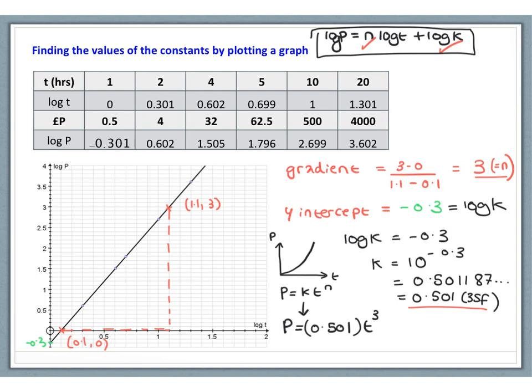Now we can check how accurate our work has been. For example, if we pick this value of t and this value of p and we substitute them into this relationship here, p would then equal 0.5011..., and I'm going to use the full accuracy for here, having stored this in a memory, multiplied by t, which is 20 to the power of 3, and we find in our calculator, if we substitute this in, we get 4009.497, which is not a bad estimate for 4,000.